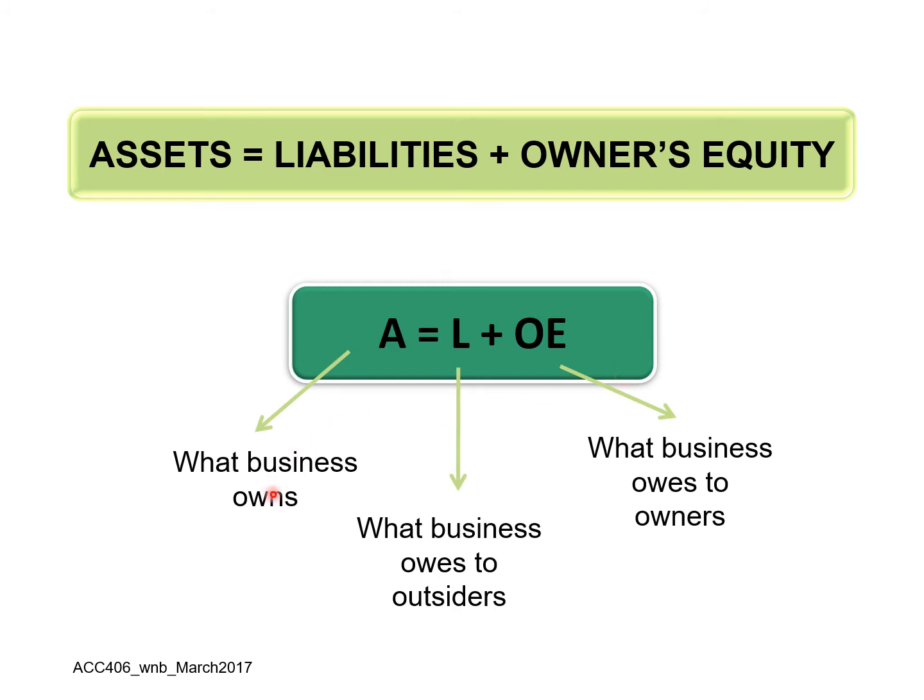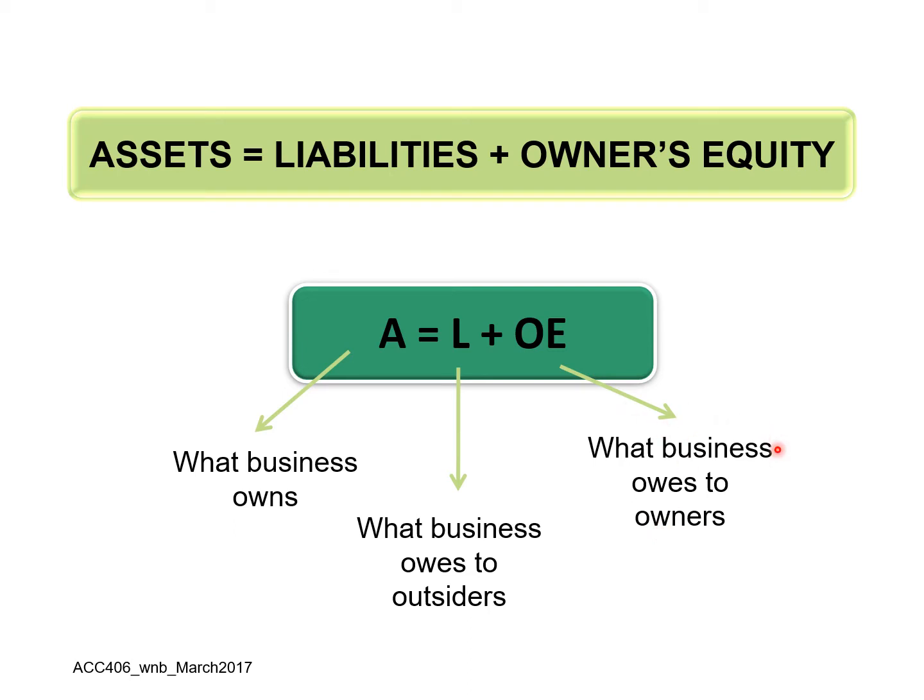So, A adalah what the business own, duit perniagaan tu sendiri. L adalah what the business owes to outsider, apa yang kita hutang dengan orang. And OE adalah what business owes to owners. Berapa banyak modal yang dikeluarkan oleh owner kepada bisnes tersebut. So, kiranya bisnes tu akan terhutang dengan owner lah. Okay. So, that is the equation, the basic one.